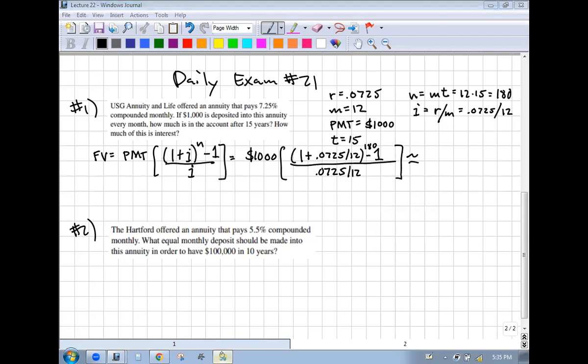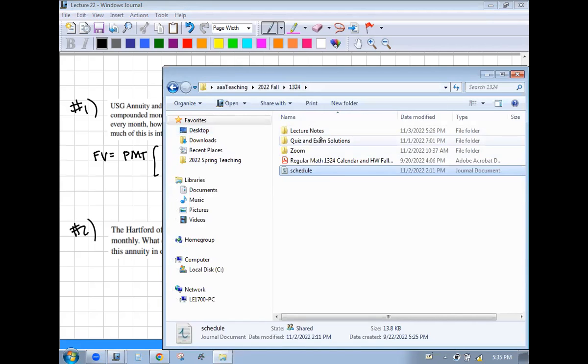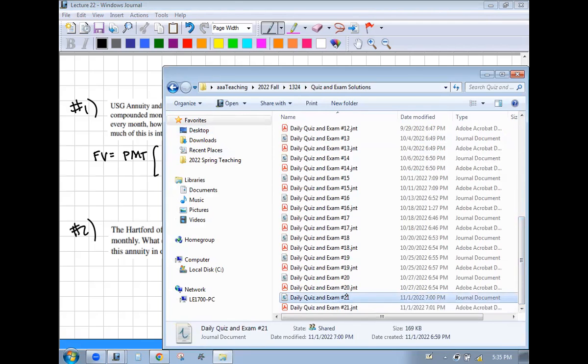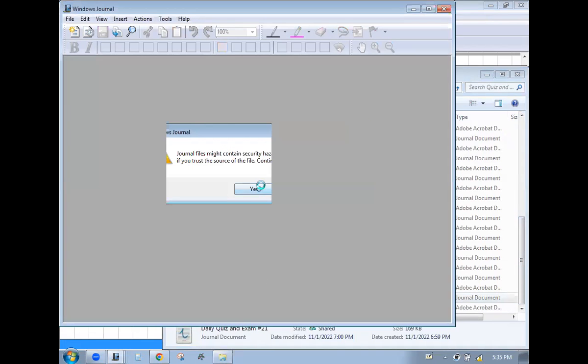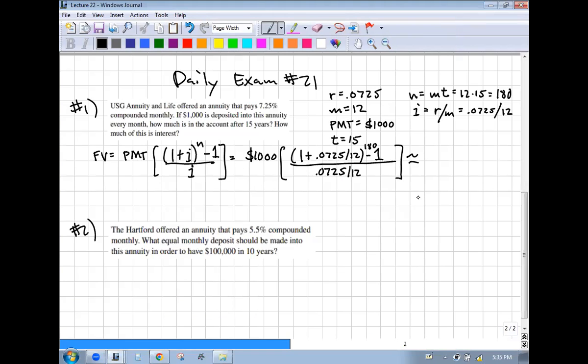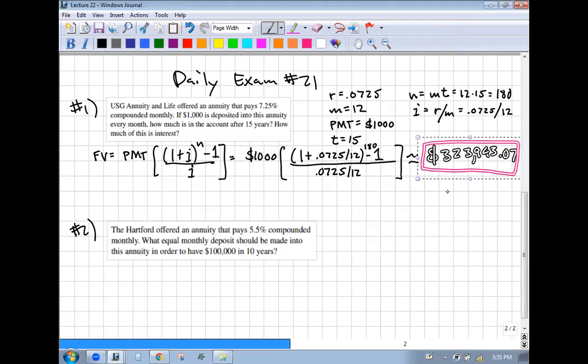All right. So I did this last time, and let's see what I got. For those of you who hang around after class, you'd know what I got. I did it right after class. This is what I got. Boom. $323,943.07.